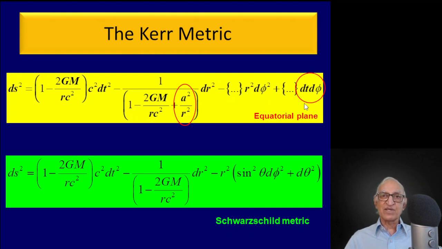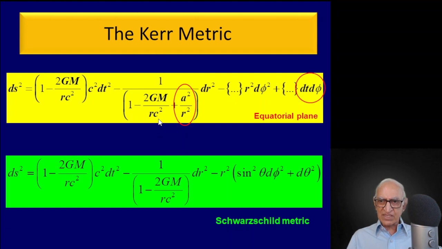Dt d phi is very important. It is telling you that there is a new phenomenon around a rotating black hole, a coupling between time and azimuthal motion, which is the phi coordinate, that will lead to dragging of inertial frames. I'll show you a picture of why I call it that. So I don't want you to worry about the details. I just want you to know that there are two differences.